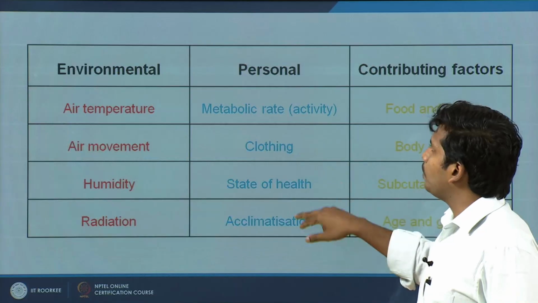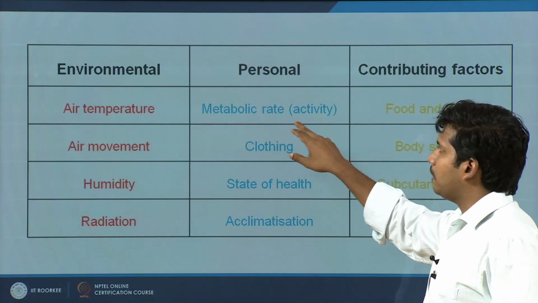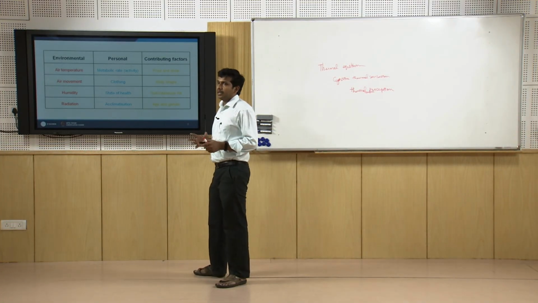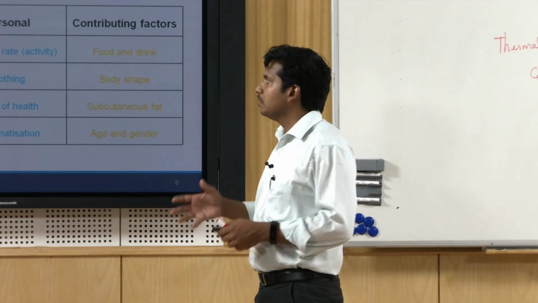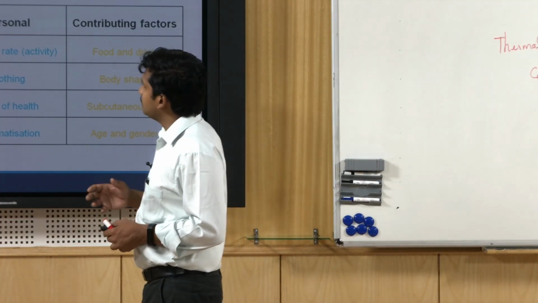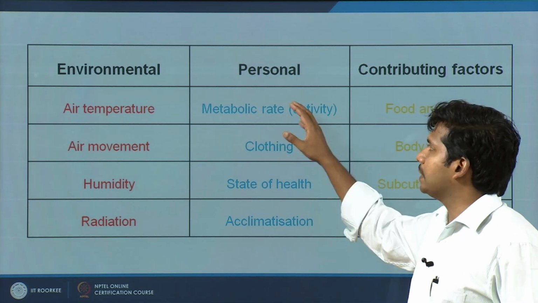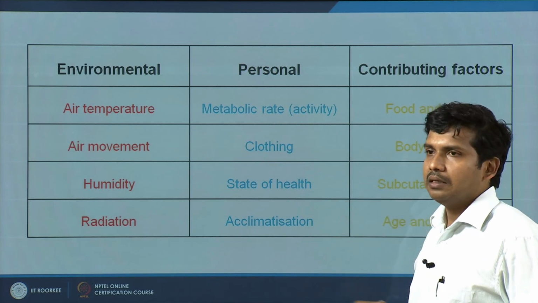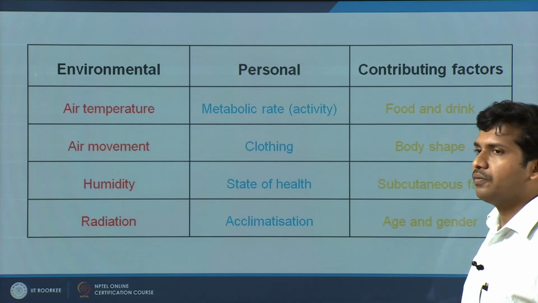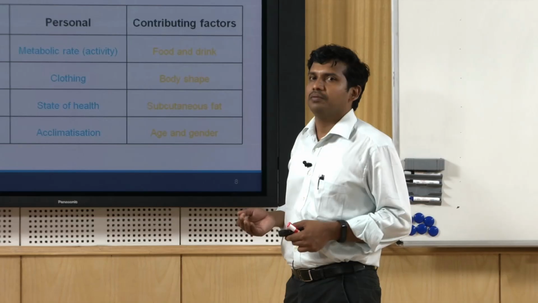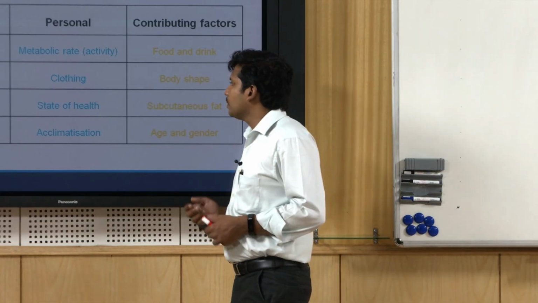Then you have 4 personal variables. First is the metabolic rate, like we talked about earlier. Depending on the activity you perform, your heat generation varies. So the excess heat which needs to be dissipated considerably varies from one activity to the other. So based on this, metabolic rate is a primary determinant of the personal variables. Then next is the type of clothing you wear. Is it a light summer clothing, cotton wear, or is it like a thermal wear which you put on in the winter, a woolen cloth?